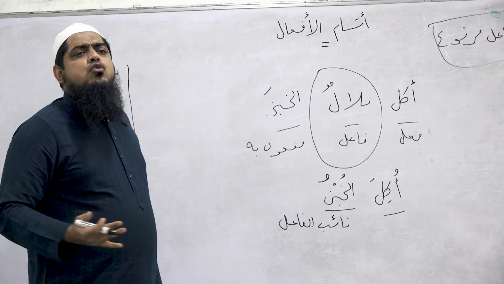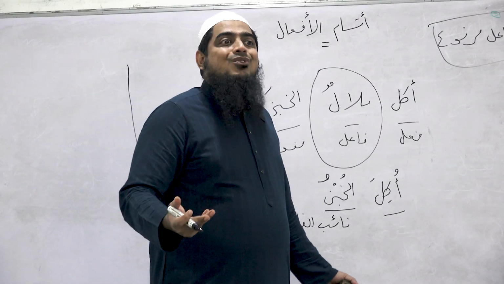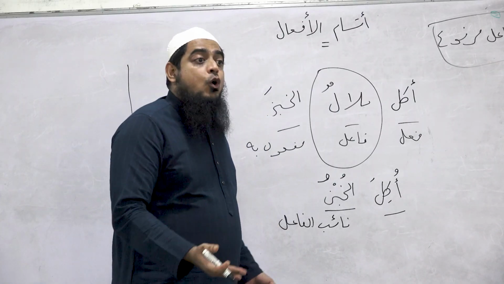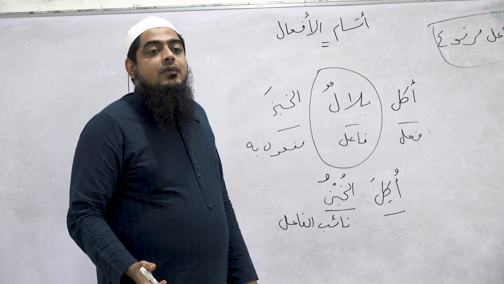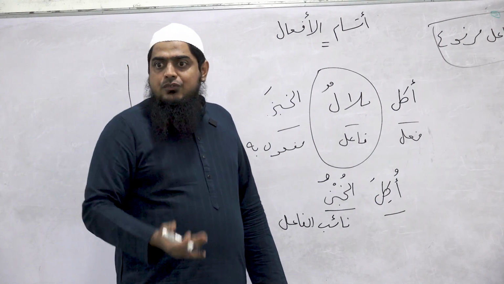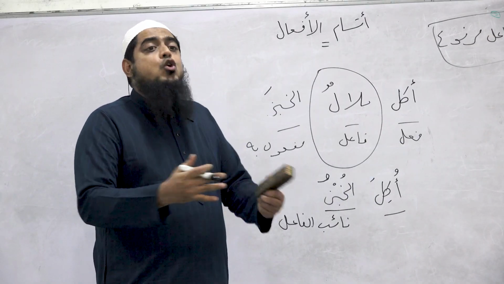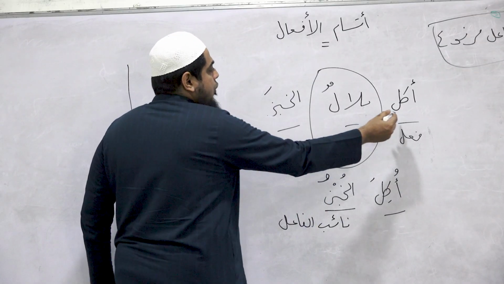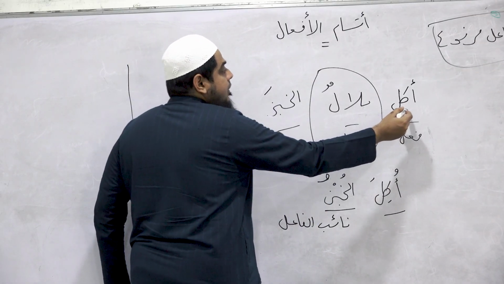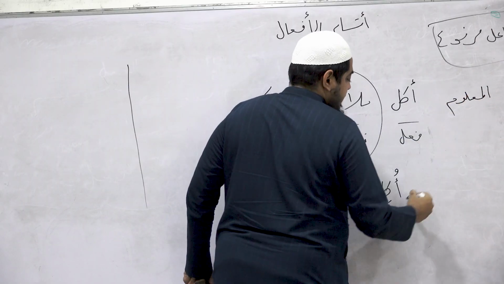What's the meaning of majhool? Unknown. Who is unknown? Al-fa'il is unknown. If fa'il is known, then you say al-fi'l al-ma'loom. In a sentence, you know fa'il, who is fa'il. Then you say al-fi'l al-ma'loom. If you don't know fa'il, you say al-fi'l al-majhool. Now here, this fi'l is what? Al-ma'loom.